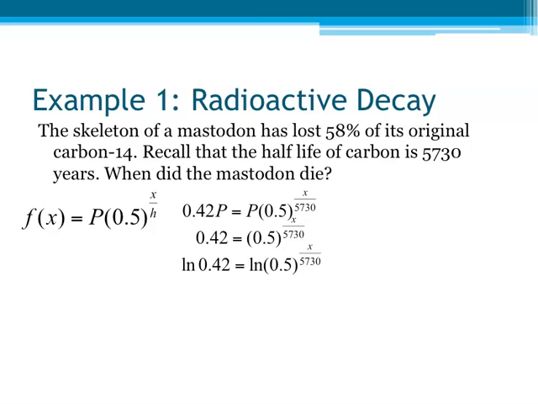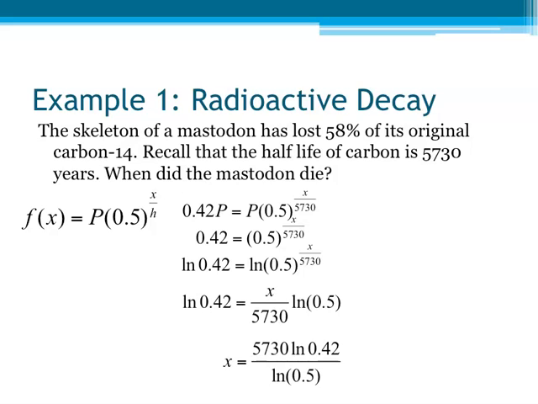Okay, the next step is to use the power law and bring the exponent out in front. So the x over 5730, that entire fraction comes out in front of ln of 0.5. And now we try to get x by itself. So we'll multiply both sides by 5730 and then divide both sides by ln of 0.5. That leaves us with x equals 5730 ln of 0.42 all over ln of 0.5. And then now we don't have to deal with any of the graphing. We don't need to find any intersection points. We just simply have to plug this in.